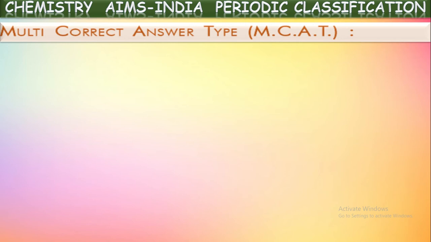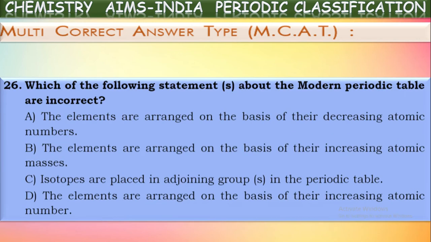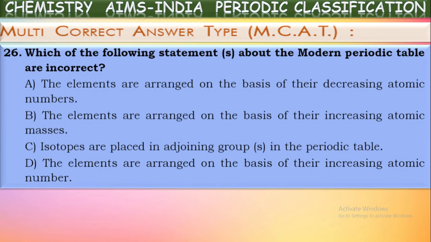So here each question may contain one or more than one correct answers. So choose wisely, read the options carefully. See the first question. Which of the following statements about the modern periodic table are incorrect? They're asking to find out the statements which are not correct regarding the modern periodic table.